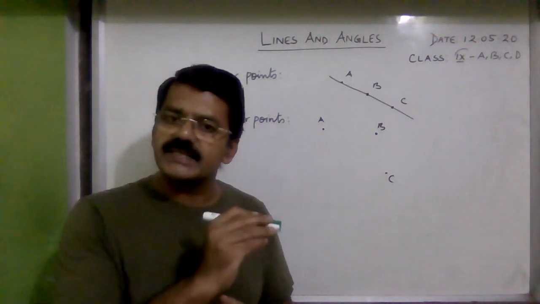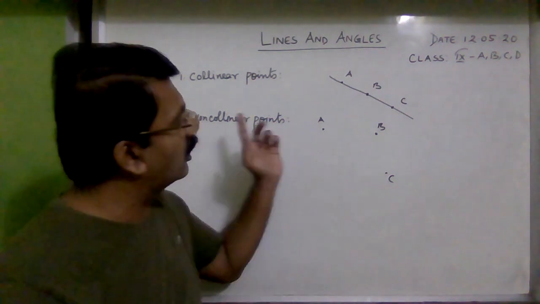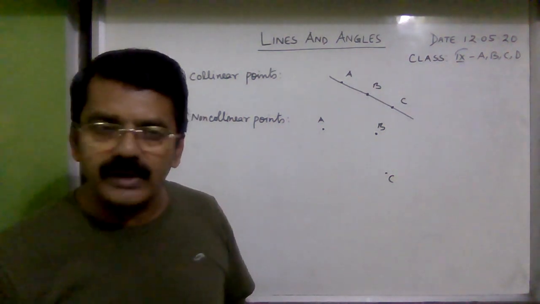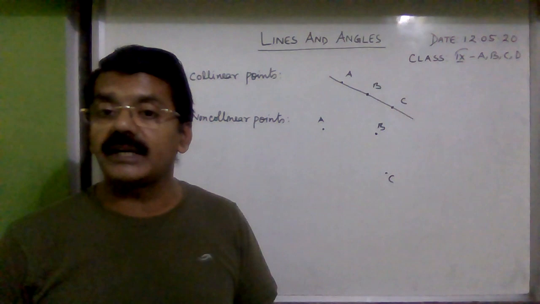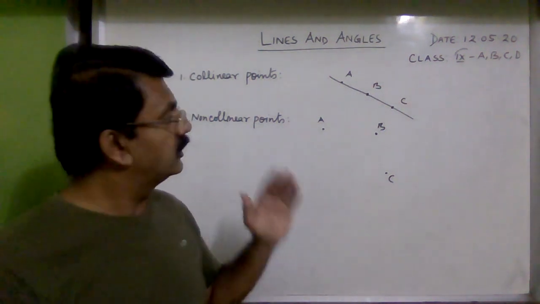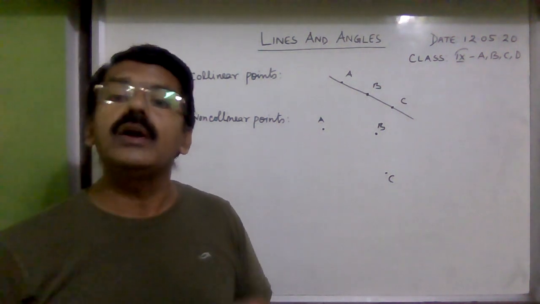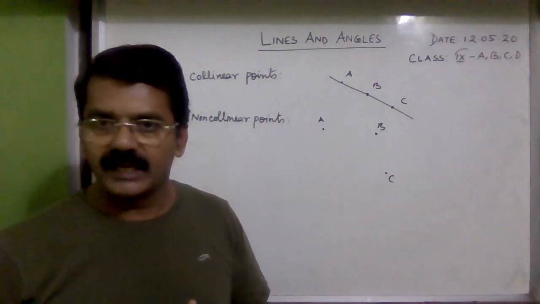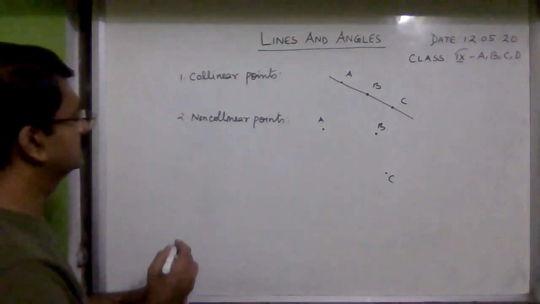3 or more than 3 points, if a single straight line can be drawn through all of them, then they are collinear points. If a single straight line cannot be drawn joining all of them, then they are called non-collinear points. Clear?